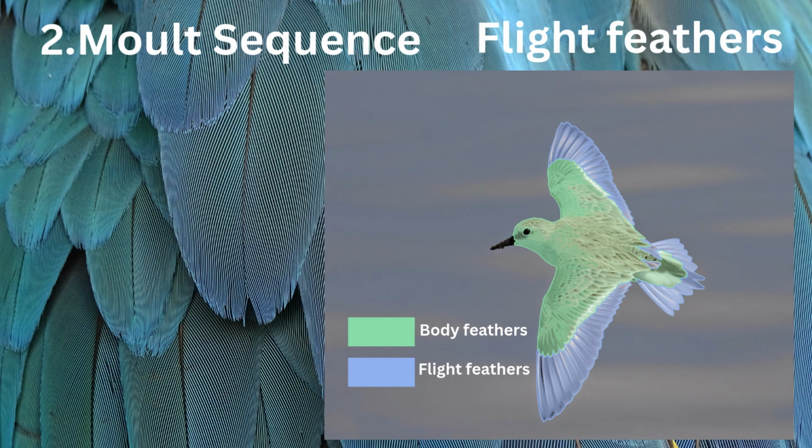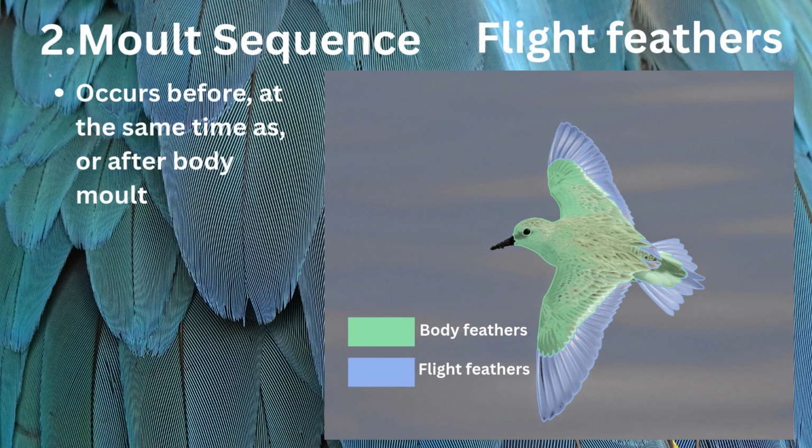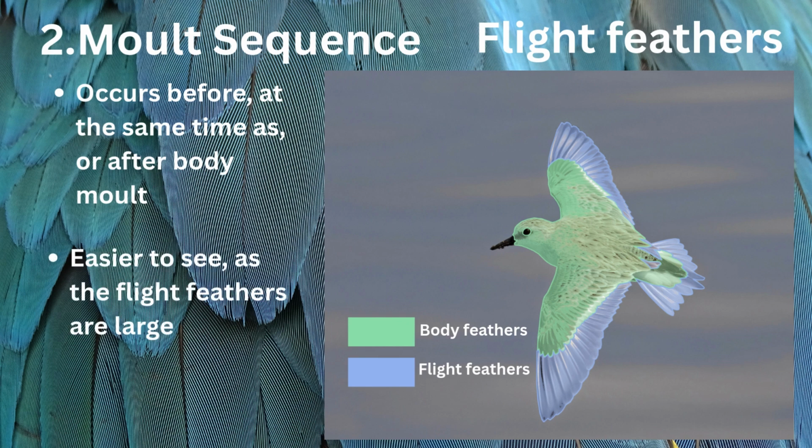During pre-basic molt, or in the case of Oriental Pratincole, pre-alternate molt involving flight feathers, flight feather molt occurs either before, during, or after body feather molt. And this is much easier to track than body molt, since the feathers are larger than the body feathers.